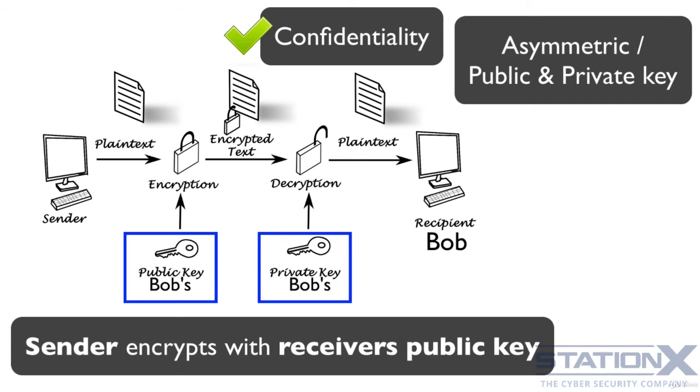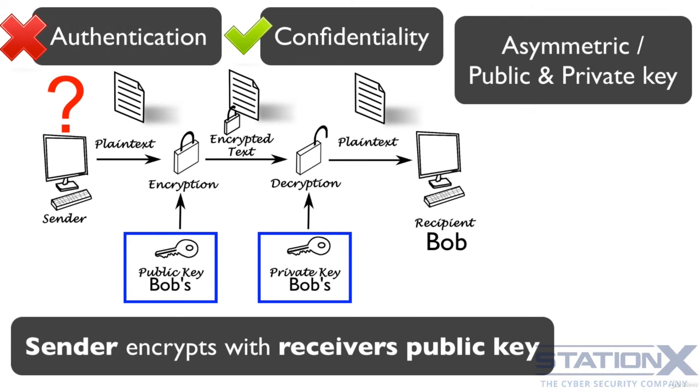The receiver, though, cannot confirm who has sent it, that you have sent it, i.e. there is no authentication because anyone can use Bob's public key to encrypt. So when the sender encrypts with the receiver's public key, the message is confidential and it can only be read by the receiver who has the private key to decrypt the message, but there's no guarantee of where that message came from. And that brings us to the second way of using these public and private keys.